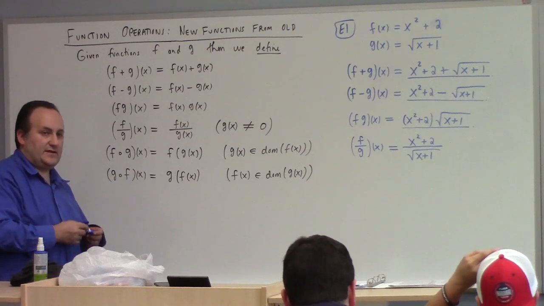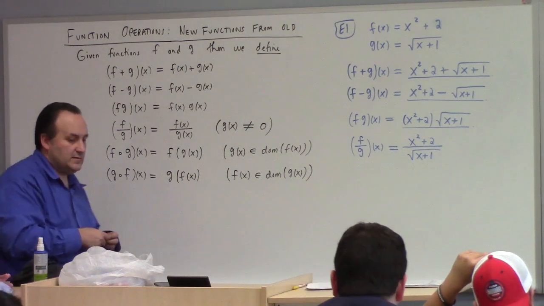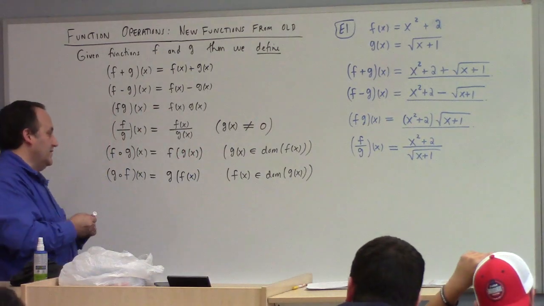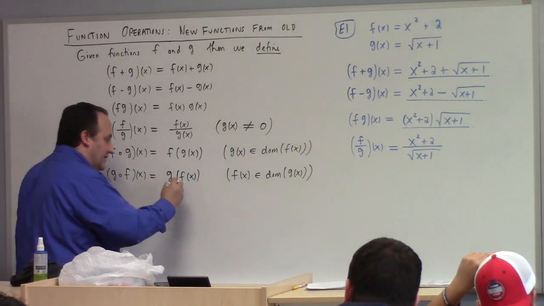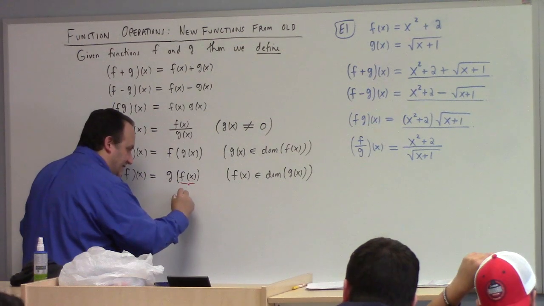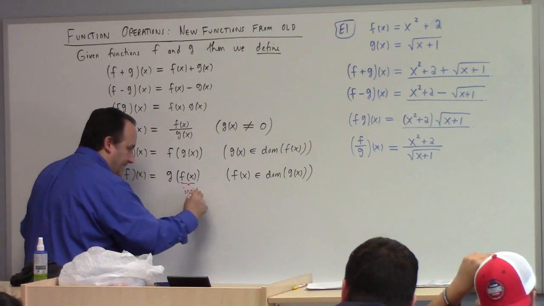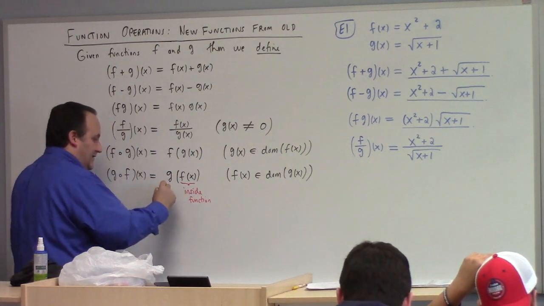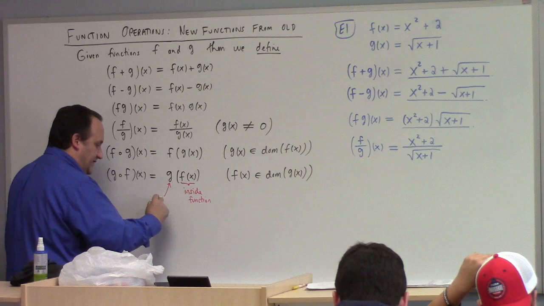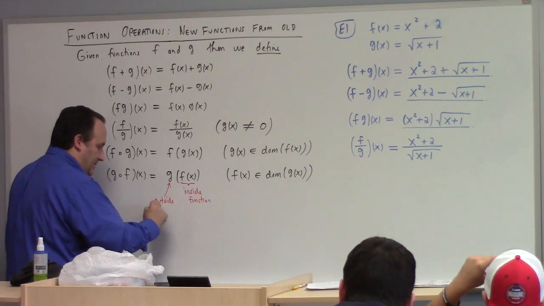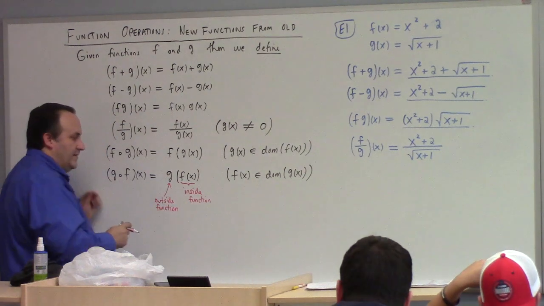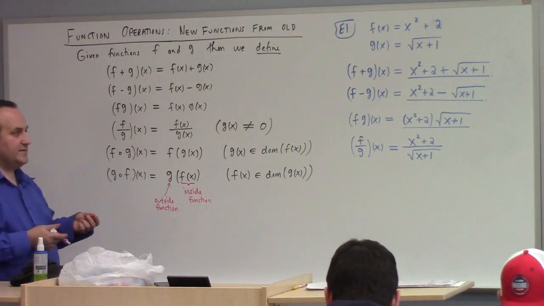Now is where it's about to get interesting. The composite, we've got to think a little bit more about, and it's helpful to have some language for the composite. So listen, I call this the inside function. In this case, g is the outside function. So we have an inside function and an outside function. And the difference matters.